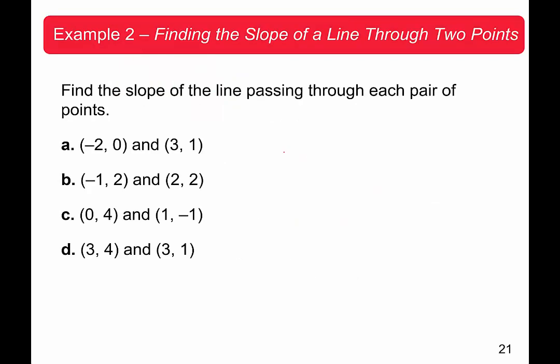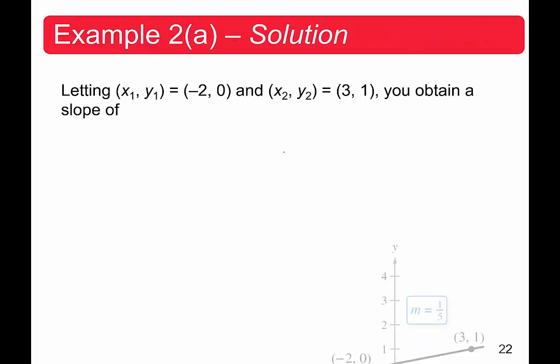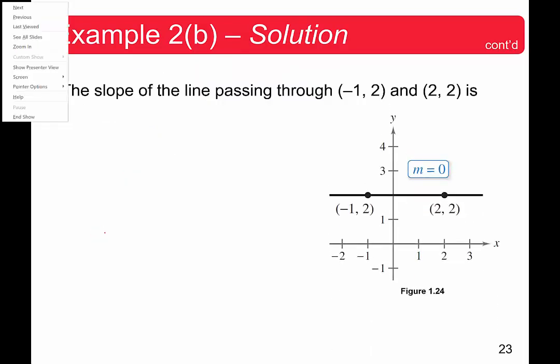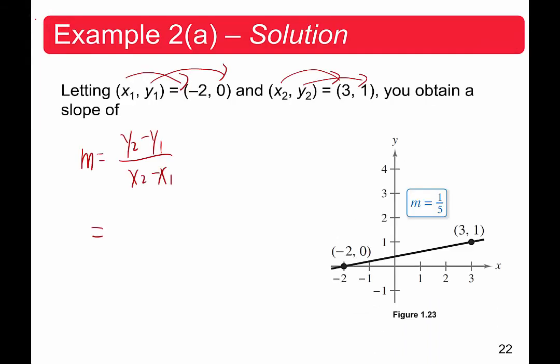Right. So now next thing, let's find the slope of the line passing through each pair of points. First, we set x1 equal negative 2, y1 equal 0, x2 equal 3, y2 equal to 1. So using the slope formula, y2 minus y1 over x2 minus x1, we're throwing all the numbers into the formula. Then it will be 1 minus 0 over 3 minus negative 2.